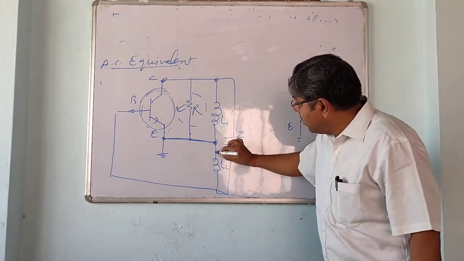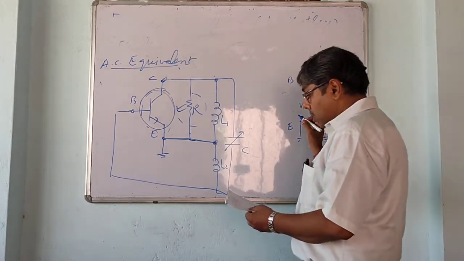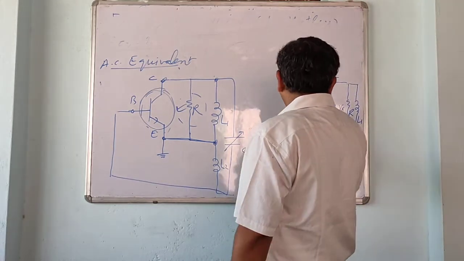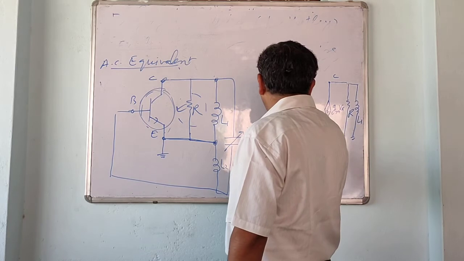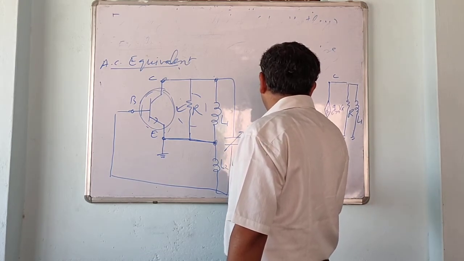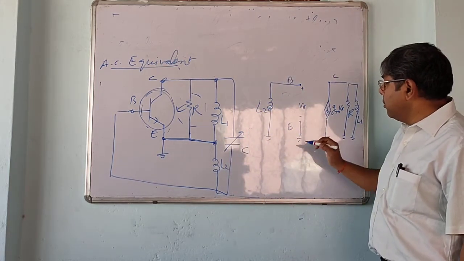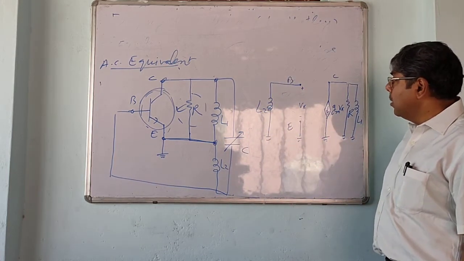And this part is connected between base and emitter. So you can see this is base and emitter. Another inductor is connected here, L2, between base and emitter. Emitter is grounded.